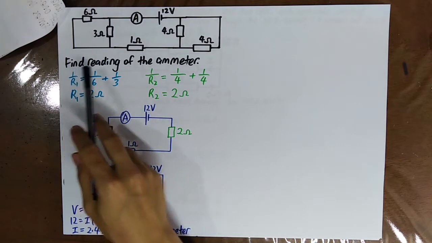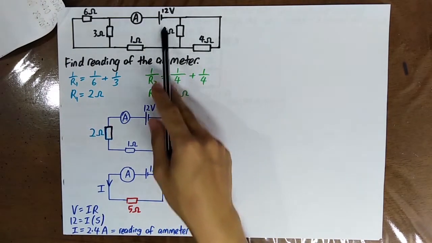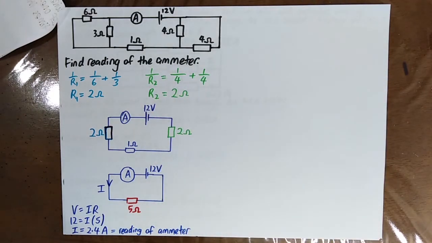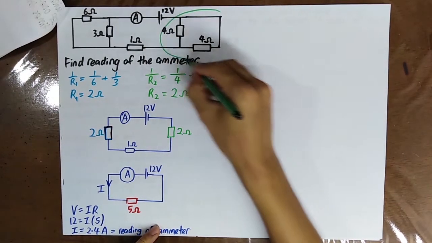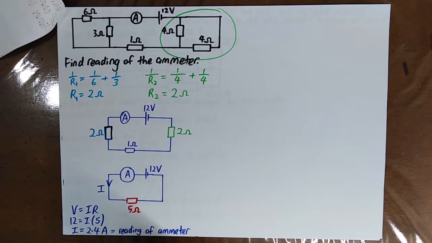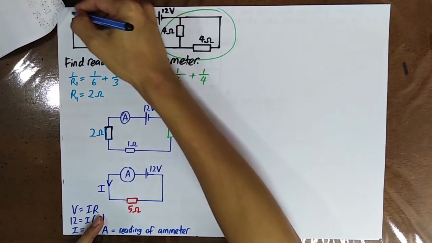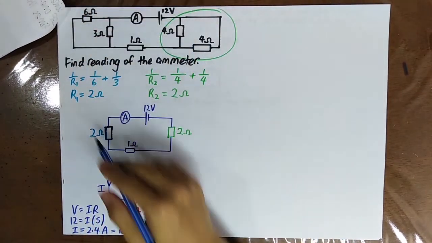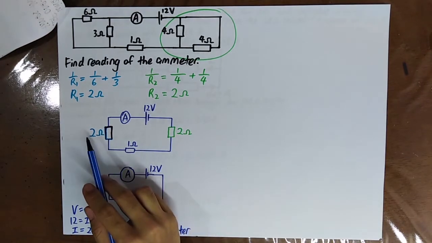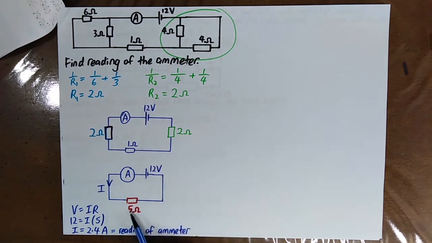Okay, please find the reading of the ammeter. You know that these two resistors are connected in parallel. So that means that you can simplify this into this. And then you also know that these two resistors are connected in parallel, so that you can simplify this into this. These three resistors are connected in series, so you can sum them up into 5 ohm.